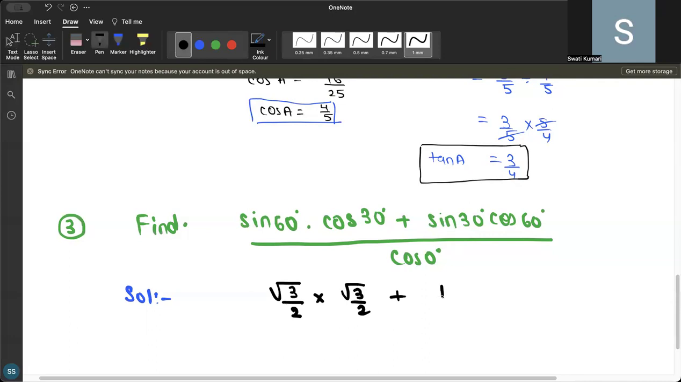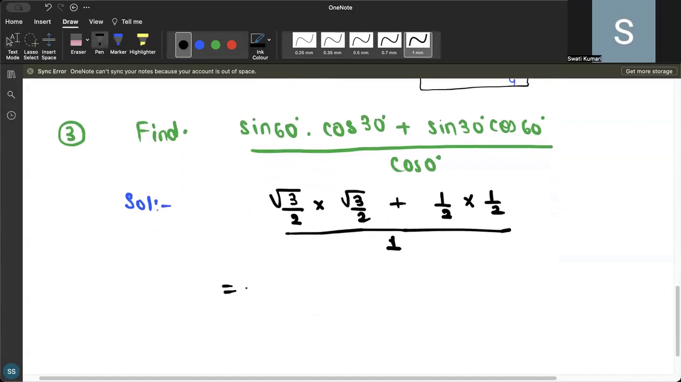The value of sin 30 is half, and the value of cos 60 is also half. And upon cos 0, the value of cos 0 is 1. Now we can write this as root 3 into root 3 will become 3 upon 2 into 2 is 4. So 3 by 4 plus 1 into 1 is 1 upon 2 into 2 is 4.